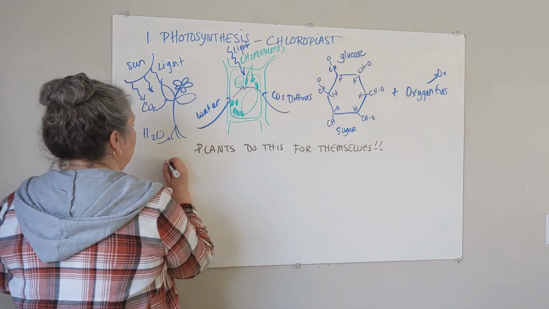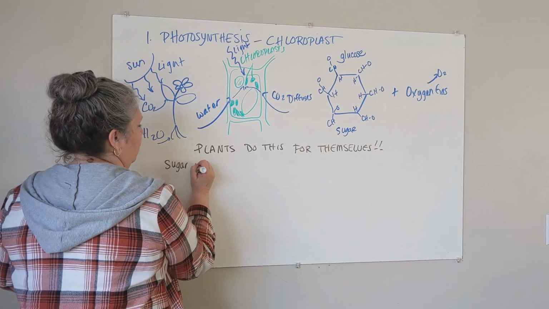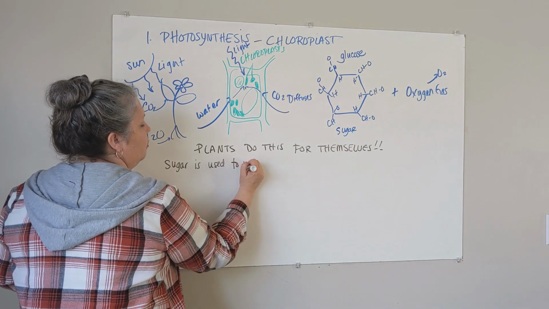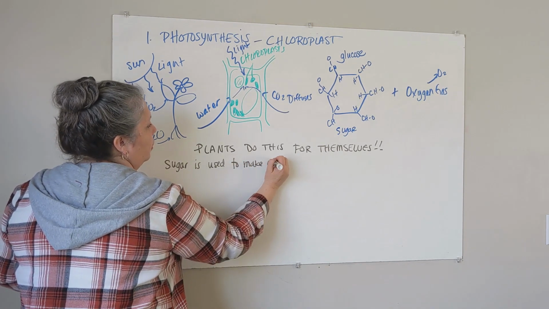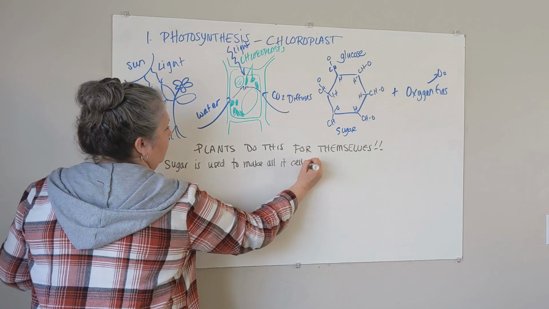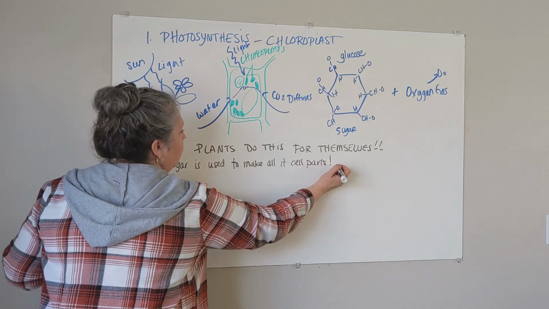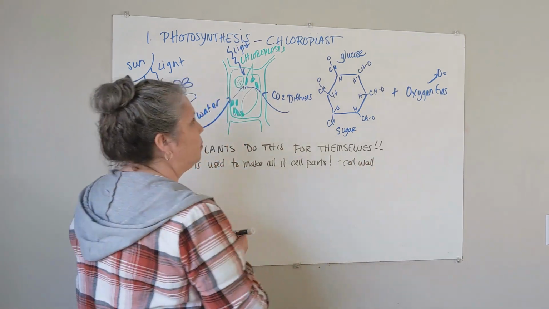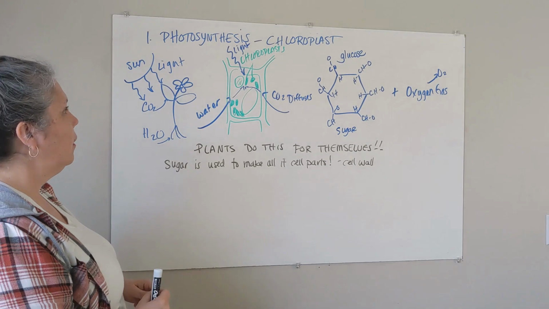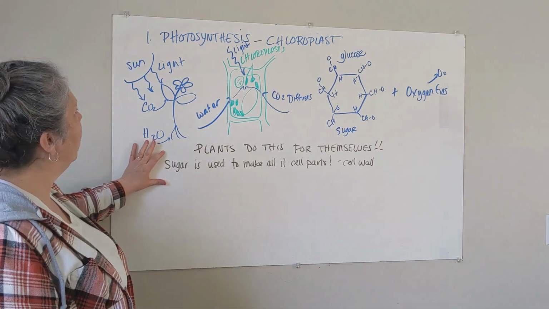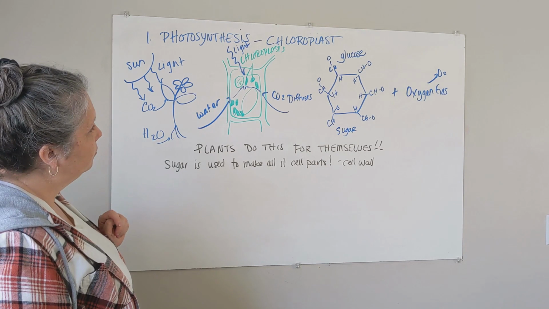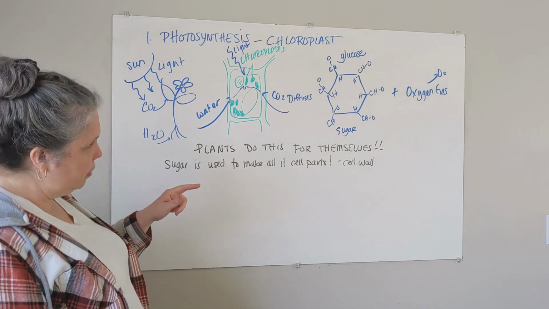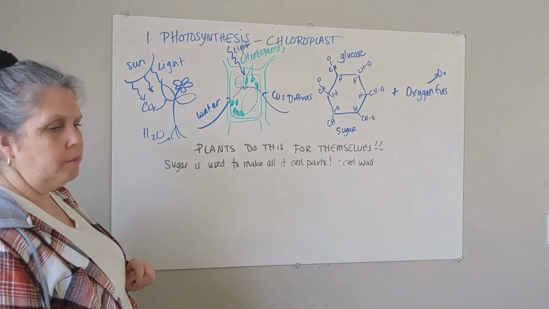The sugar is used by the plant to make all its parts, including and especially its cell wall, which is completely made out of cellulose, which is just a bunch of hexamines stuck together. Okay, so that's photosynthesis. And that is the function of the chloroplast, is to make food and oxygen for the plant.